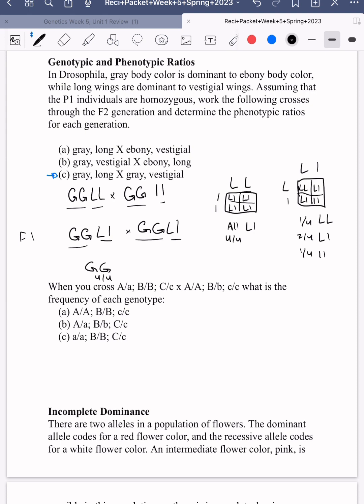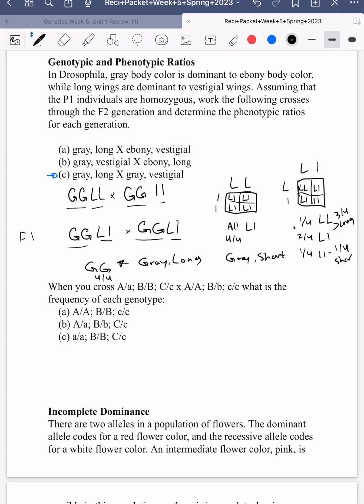Now let's count out all the different phenotypic possibilities. So we can only have gray color, so all the individuals have to be gray. We see right here that we have 2 genotypes that will produce long wings. So that's 3 out of 4 of them, if we add these together, that are going to produce long wings. We have 1 out of 4, which are going to produce short wings. So we can have gray with long wings, and we can have individuals that are gray with short wings.